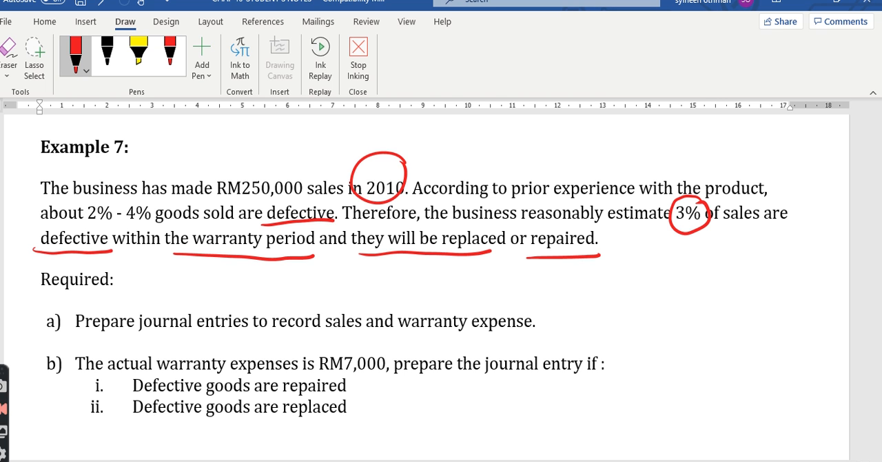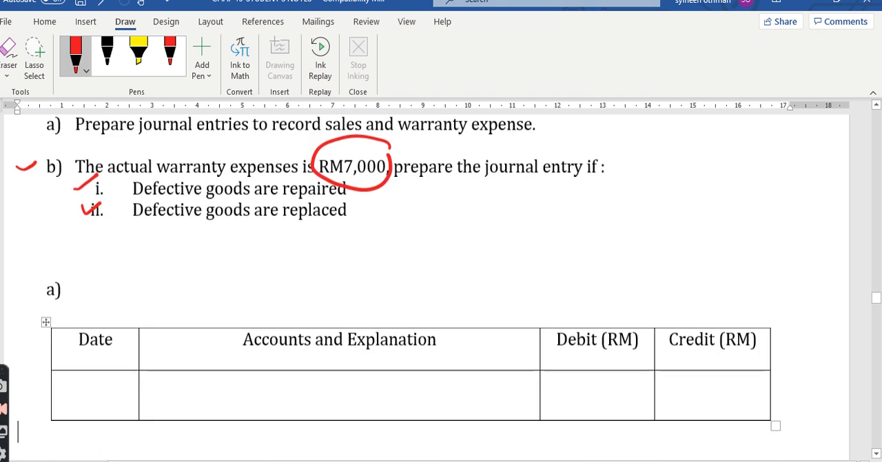And then here in B, it mentions the actual warranty expense is 7,000. So from your 3% estimation, only 7,000 worth of goods were returned because they are damaged or cannot be used. So you need to prepare journal entries: 1, if the defective goods are repaired. If it is repaired, that means you need to change it with something else. So we have these two situations, for repaired goods or for replaced goods. Okay, we look at the journal entry.